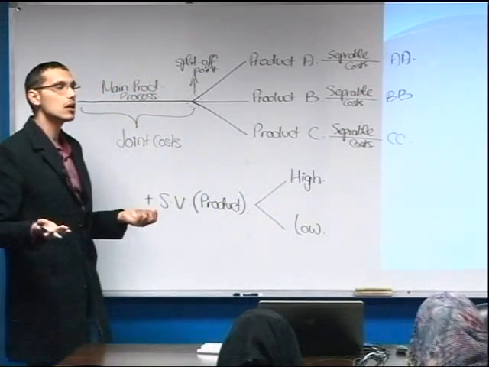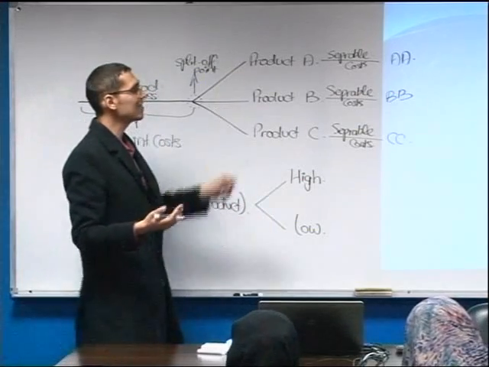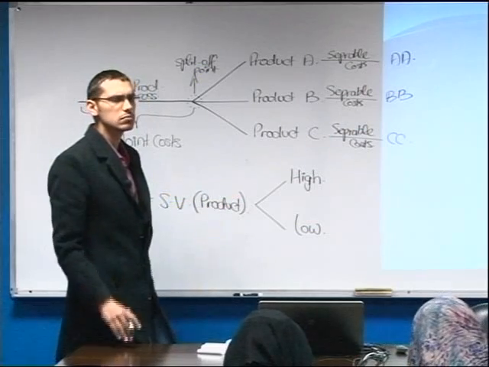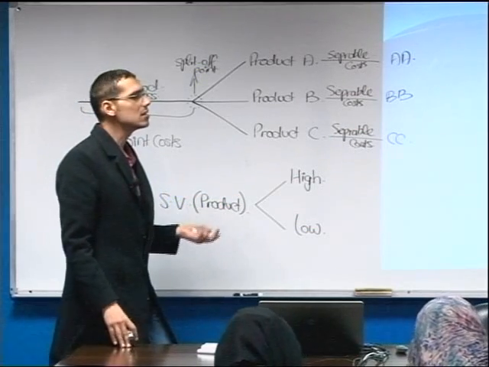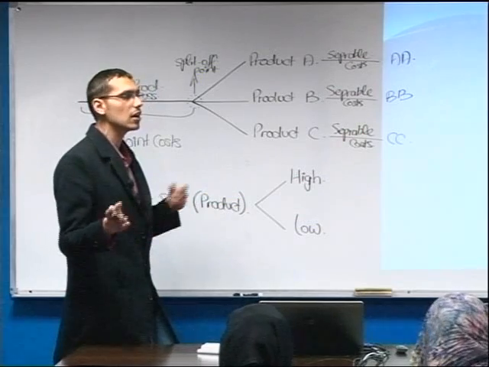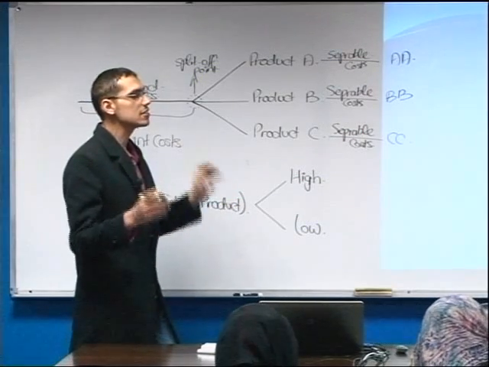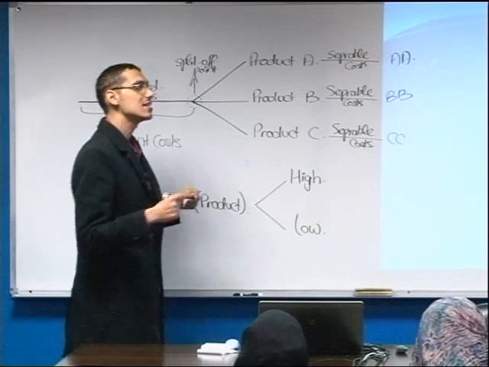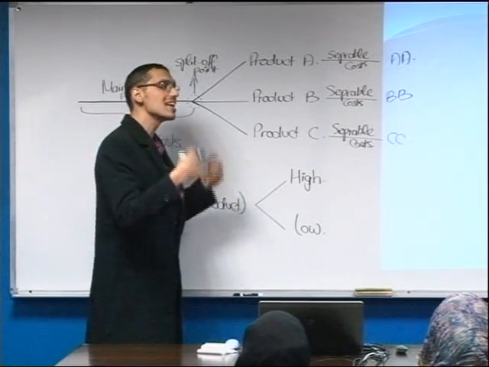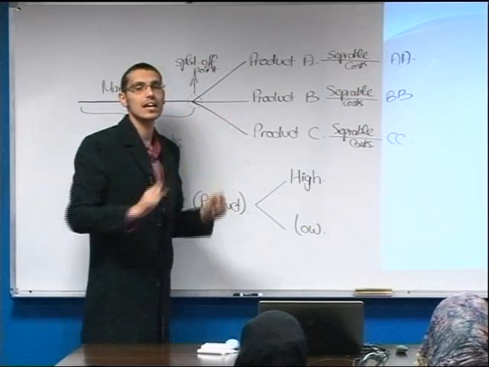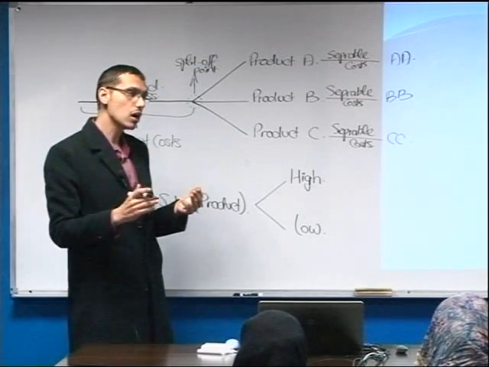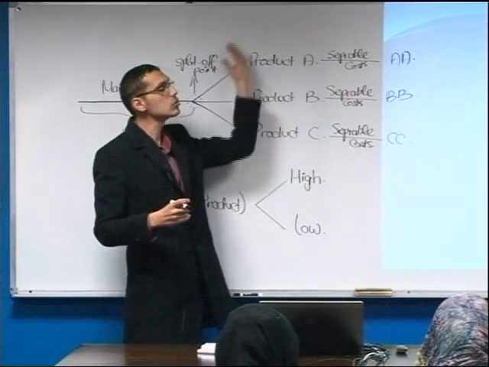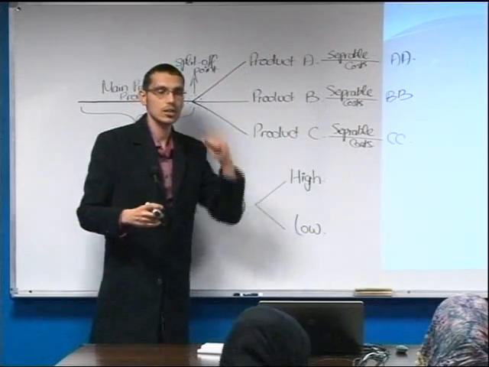For instance, the saleable value of product A is $100,000. Is it high or low? For instance, B is 500,000. Is it high or low? C, for instance, 10,000. Is it high or low? It depends upon its relation or percentage of the total sales value. Therefore, we are considering the high or low in relation to the total sales value of all products.